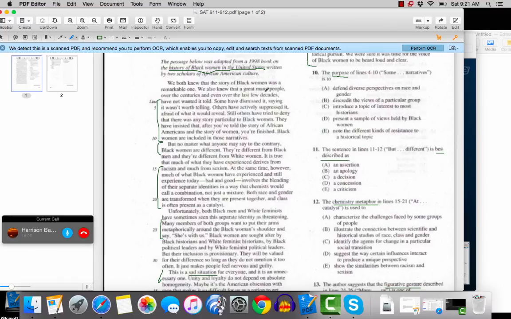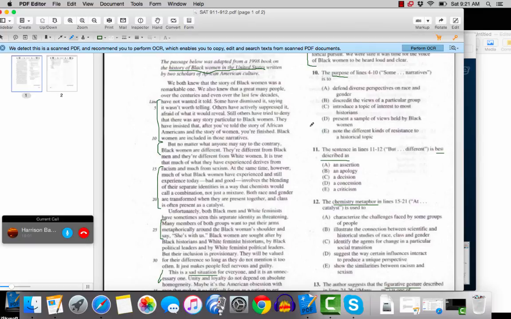Okay, so here's what I'm going to do. Now I'm going to read this, Jack, and I want you to be thinking in your mind, what's the purpose of lines 4 to 10? Let's see if by the time I've read this, you can articulate what the purpose is. I'll give you a few seconds to think about it. I'll read this aloud kind of slowly, and you're focused on what is the purpose of these lines? Why are they here? We both knew that the story of black women was a remarkable one. Now, do me a favor. Cover up the answers, because I don't want you looking at them. Take your piece of paper and just cover those up real quick.